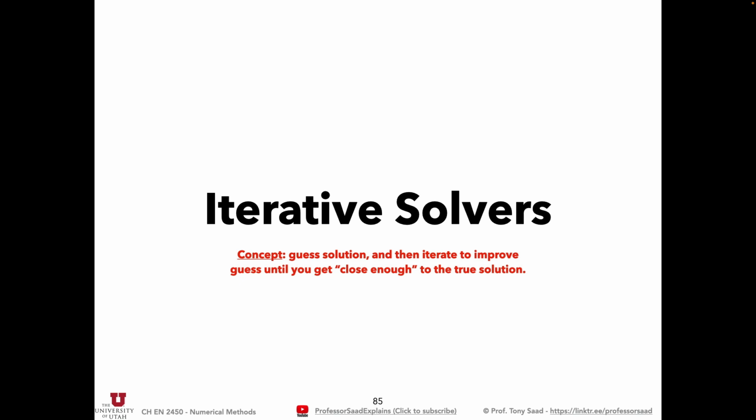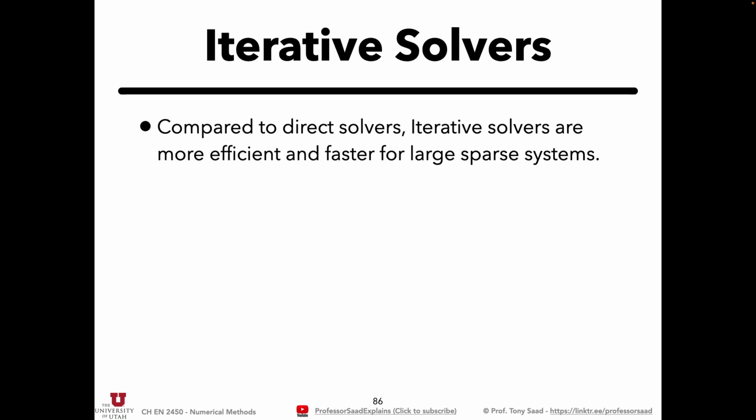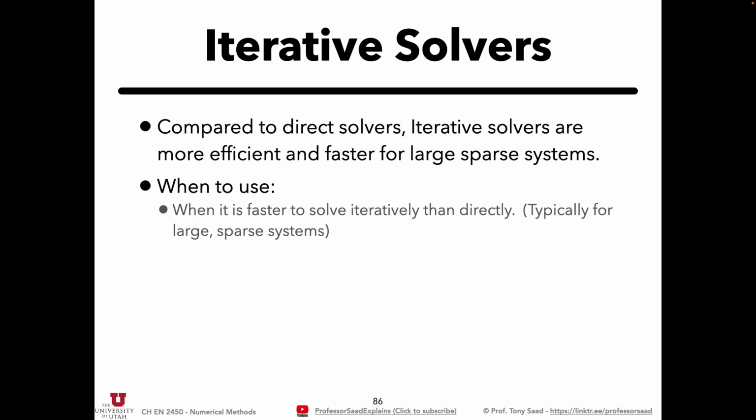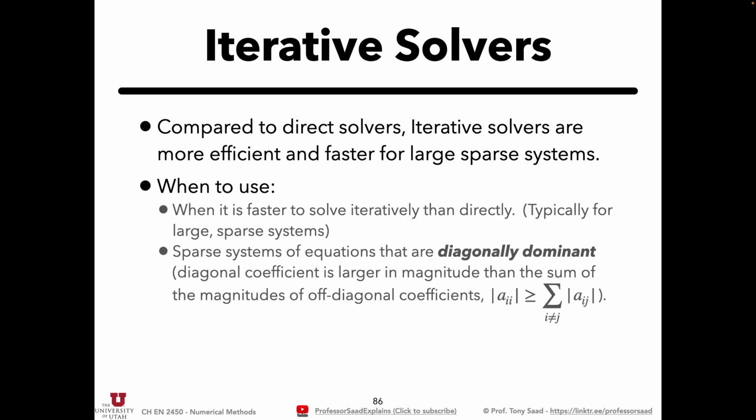Then, after we guess the solution, we're going to come up with a recipe from the governing equations to improve that guess. So we improve it one time and use the new solution as a new guess, and then keep improving it until we say we are happy or satisfied. How we're going to define that, we'll see. So iterative solvers, like I said, are more efficient and faster for large sparse systems. We use them, obviously, when it's faster to solve iteratively than directly, but it's particularly important that they are used on a sparse system that is diagonally dominant.